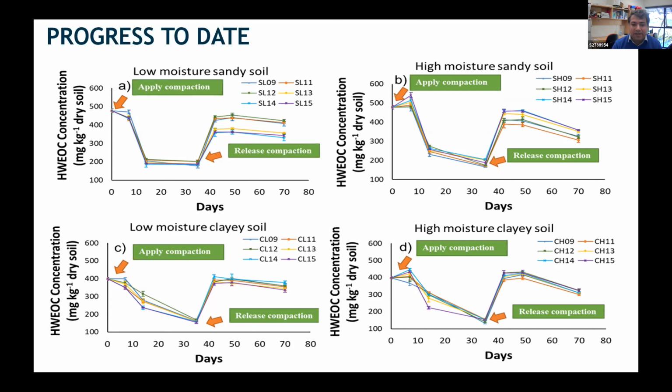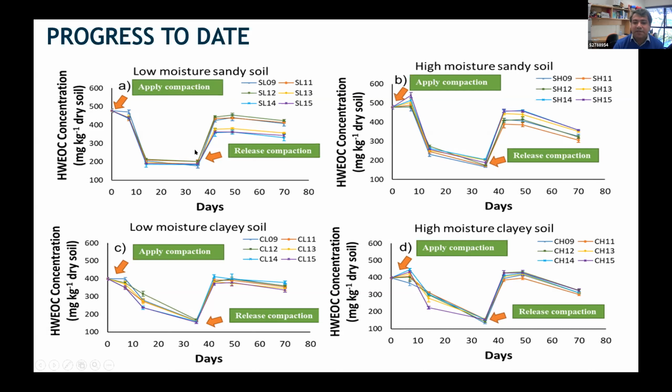As you see, the pattern is slightly different when you're comparing a sandy soil to a clay soil, and also when you're comparing a high moisture condition to a low moisture condition. But overall, in all of the graphs, when you put the soil under stress, your food availability, or hot water extractable organic carbon availability, decreased by time.